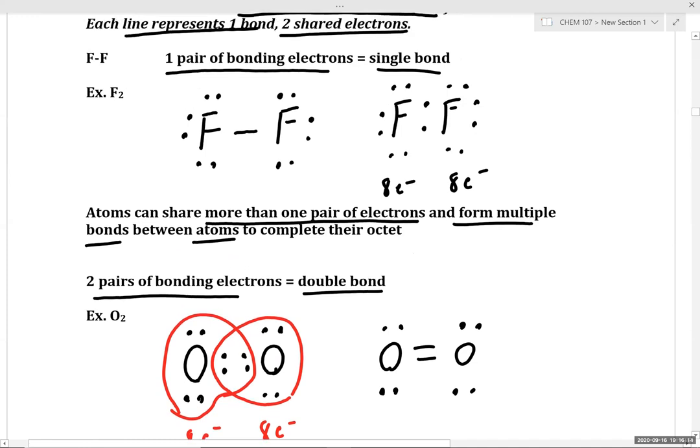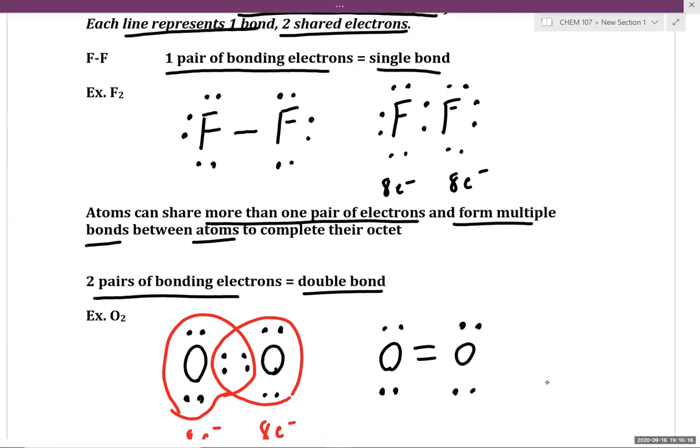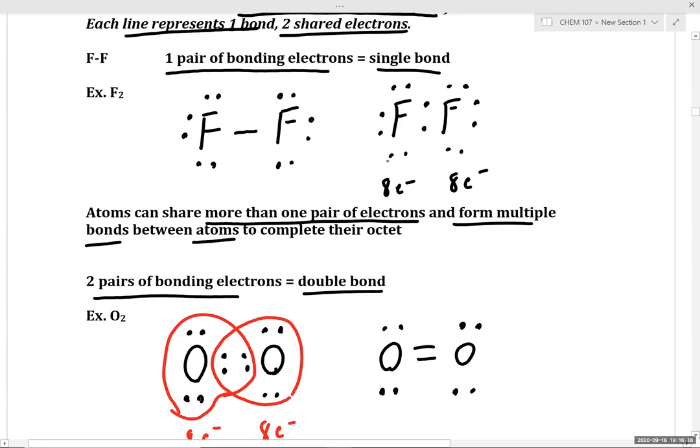So the question for fluorine, shouldn't it be 10? So if we look at each of our fluorine atoms, we have 6 lone pair electrons and 2 bonding electrons. 6 plus 2 gives us 8. Did that answer that question? No, I'm getting a little confused now. Shouldn't fluorine want to become neon, which is 10? So how come it has 8 electrons?